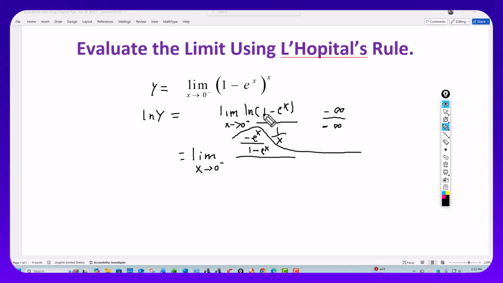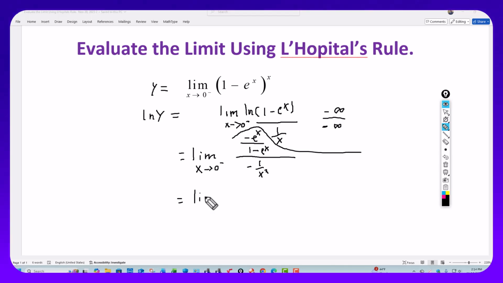The derivative of 1 is 0, and the derivative of minus e to the x is minus e to the x. The derivative of the denominator, 1 over x, is minus 1 over x squared. You look at this as 1 over x, that's x to the minus 1. Take the derivative of that, get the minus 1 over x squared.